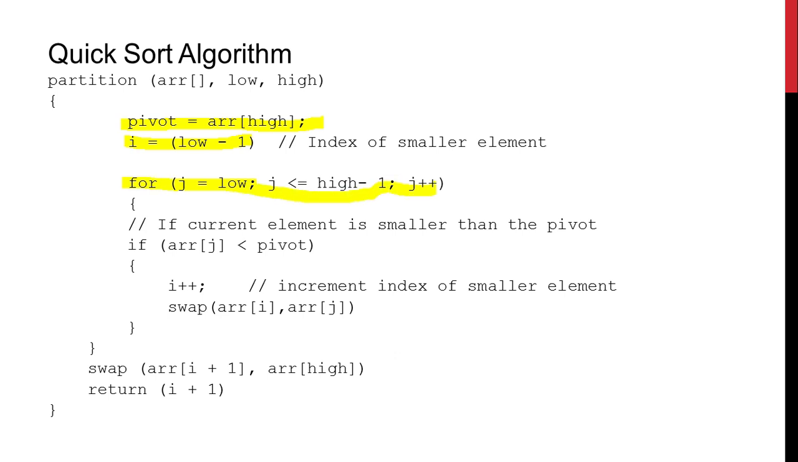Steps 4 and 5 come under step 3 in the for loop. If the current element at the jth location is smaller than the pivot, then increment i and swap the ith with the jth element. After the completion of this for loop, swap the element next to i with the pivot. In step 7, return the location next to i, which acted as the pivot element, that is i plus 1.